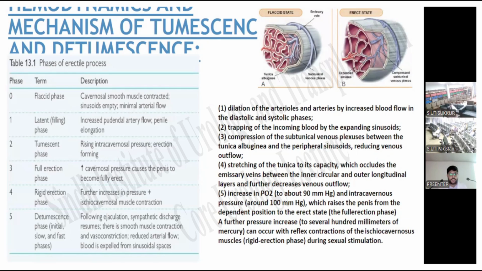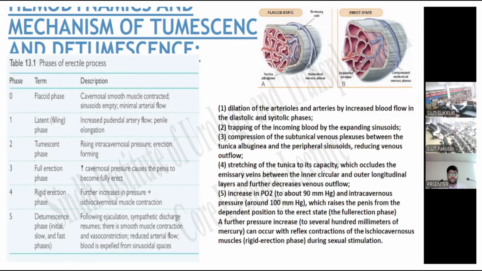Full erection phase. Increased cavernosal pressure causes the penis to become fully erect. Rigid erection phase. Further increase in pressure plus ischio-cavernous muscle contraction. Detumescence phase, initial slow and fast phase. Following ejaculation, sympathetic discharge resumes. There is smooth muscle contraction and vasoconstriction, reduced arterial flow, and blood is expelled from the sinusoidal spaces.